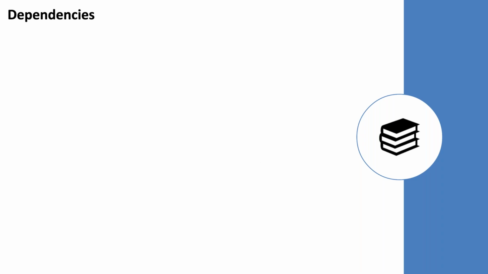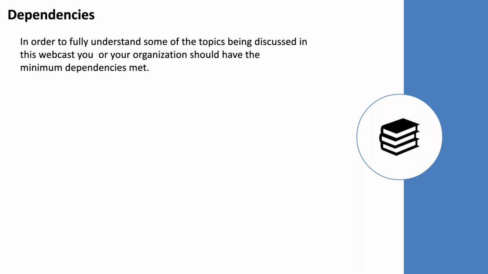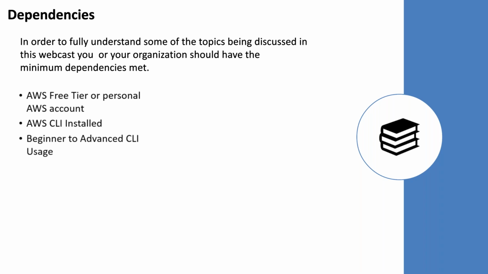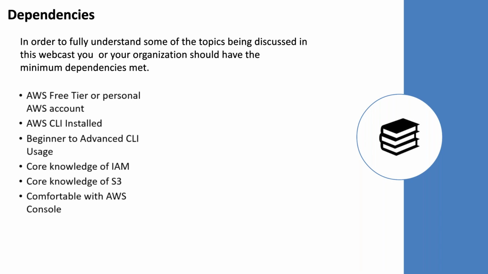So, some of the dependencies. What we won't cover in great detail are some of those things that we assume the audience may see or understand already. Some of those things are the usage of a free tier or personal account and how you register for that, AWS CLI installation, and also the use of that CLI. This ranges from beginner to advanced CLI, to include core knowledge of IAM, core knowledge of S3, comfortability with the AWS console, and some use of JQ.